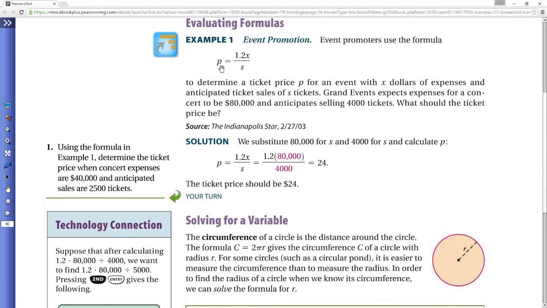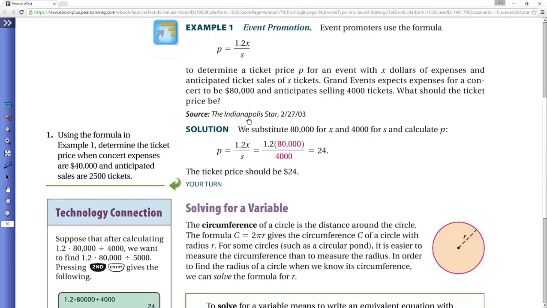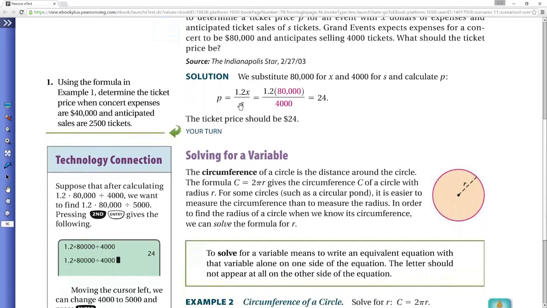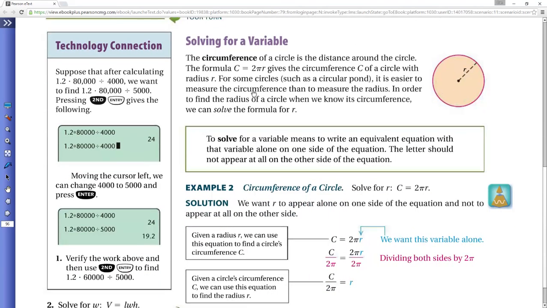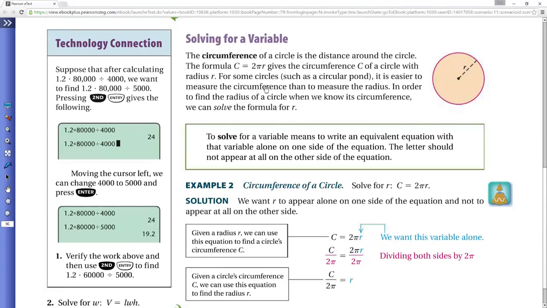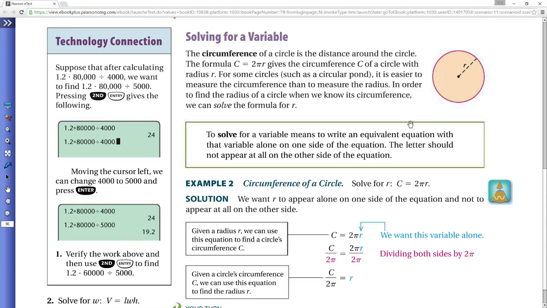Well, I may not want to find P, in this case the ticket price. I may want to find out the S in this case, which they're defining here. I could solve that for a different variable, and that's what they're talking about here. And this is where the circumference of a circle and those kinds of things come in.